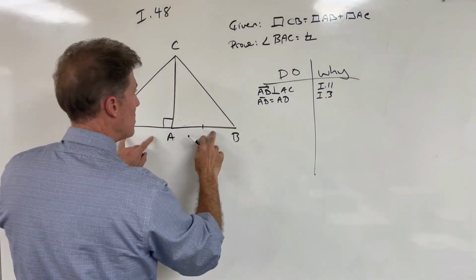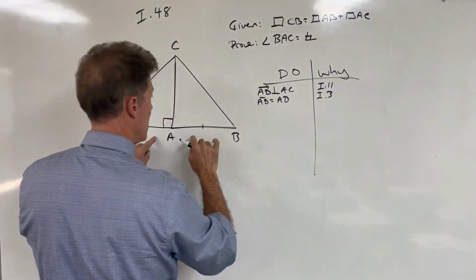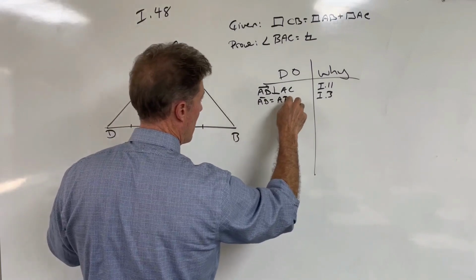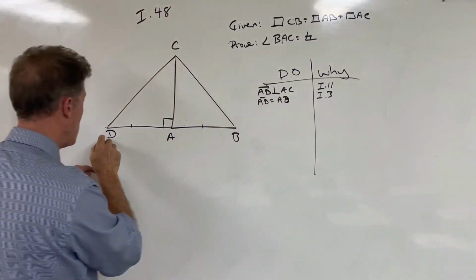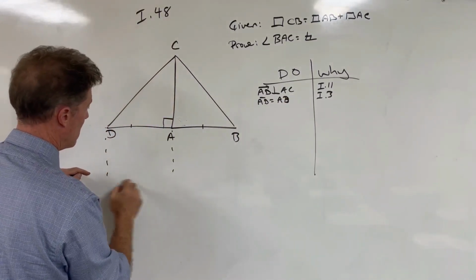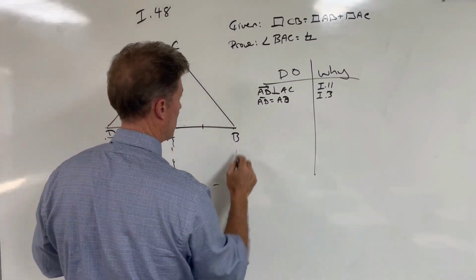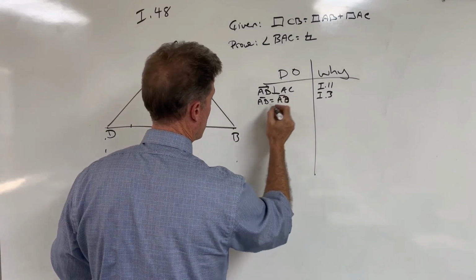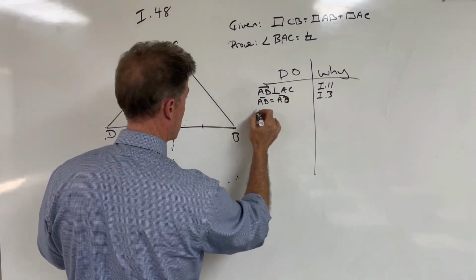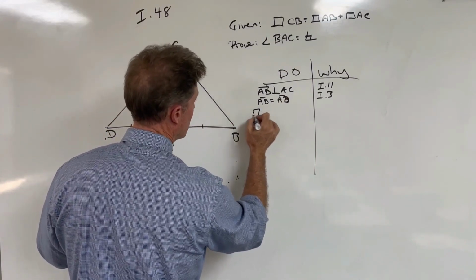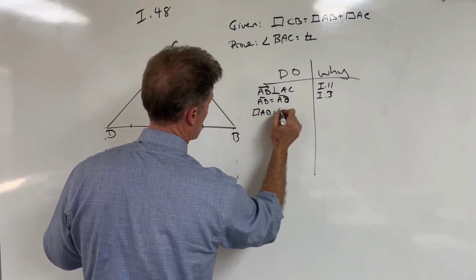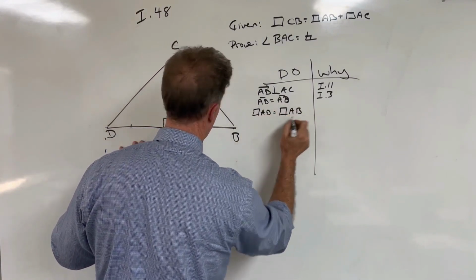And we know that these are equal to each other. So if AD is equal to AB, then if we make a square on both of these, those squares will likewise be equal to each other. If the sides are equal, then the squares we build out on those equal sides must themselves be equal. So we can say square AD must equal square AB.